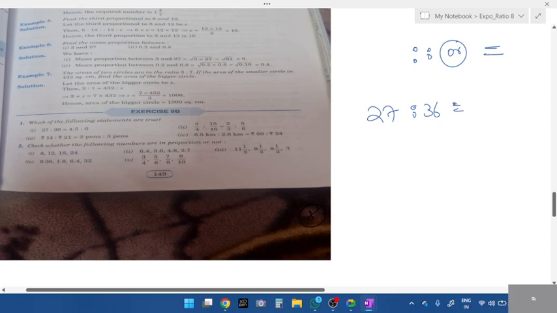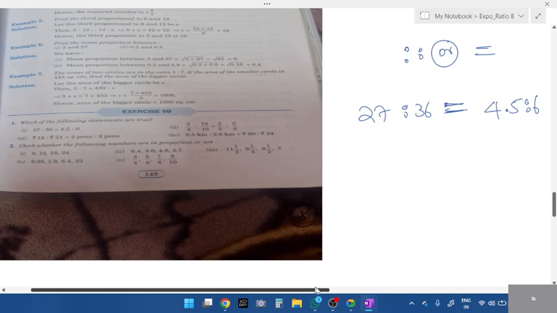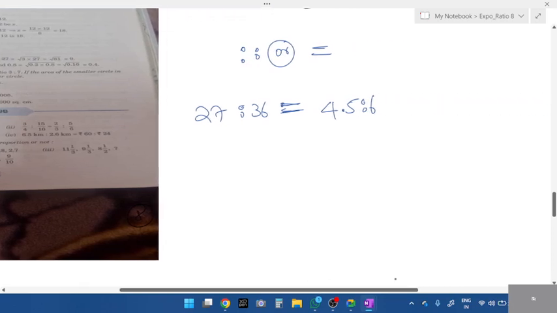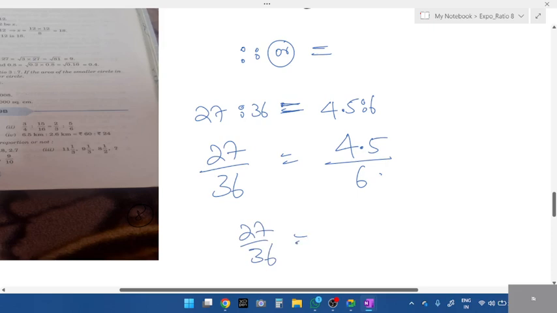Look at the first question. Is that an is equal to symbol? 27 is to 36 is equal to 4.5 is to 6. So there are two values, students. What you can do is divide 27 by 36, which should be equal to 4.5 divided by 6. This 4.5, if I remove the decimal, what do we get? 45 by 10 into 6.